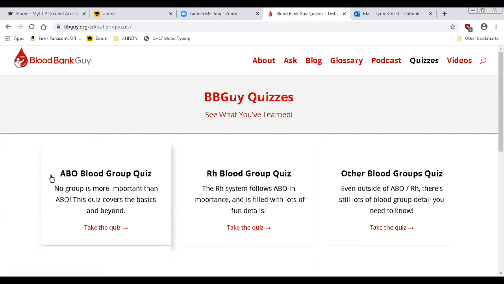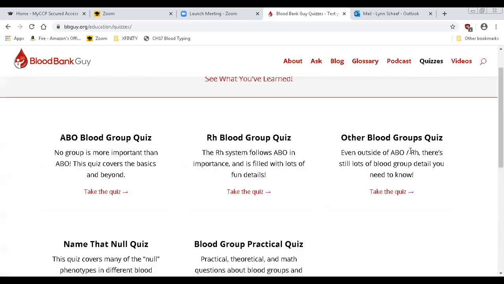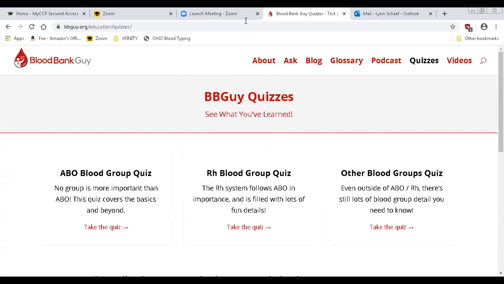In our upcoming unit, I think in lecture 5, we're going to start getting into ABOs more, and this is a quiz that you can take to make sure you understand everything about ABO. He has one for Rh when we get into those in chapter 6, and he has other blood groups that we'll be discussing as well. It's kind of nice that he has different quizzes out here to help. Okay, so check out his website.